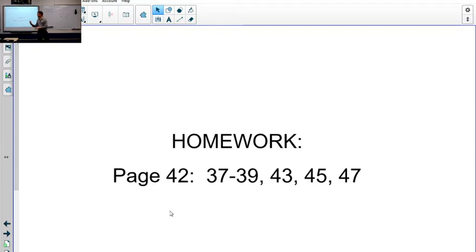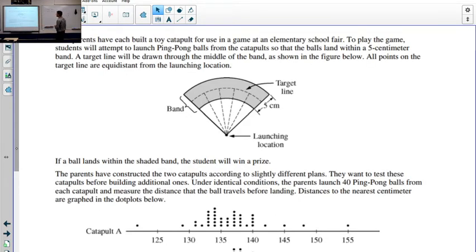I also have another homework assignment for you. This should be posted on Canvas today. This example is not in your notes, but it gives you another problem to try. It's saying, two parents have each built a toy catapult to use in a game in an elementary school fair. To play the game, we're going to launch ping pong balls from catapults so that the balls land within a 5-centimeter band. A target is going to be drawn in the middle so that all points are the same distance from the launching location. So we have a catapult that we're launching from here and a target we're trying to hit out here.